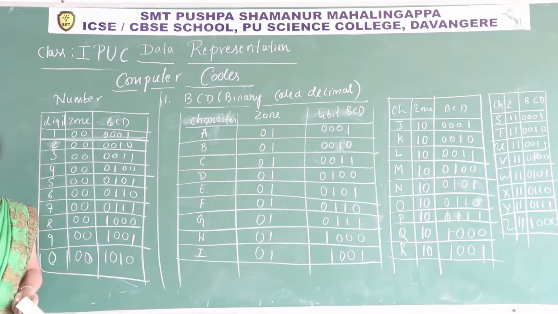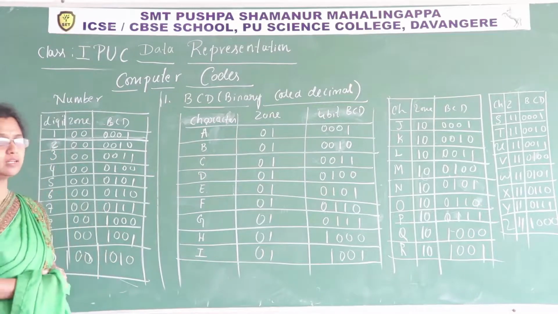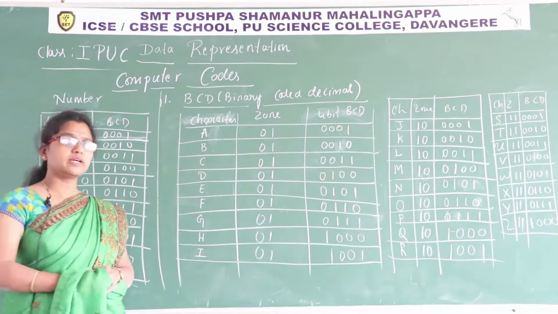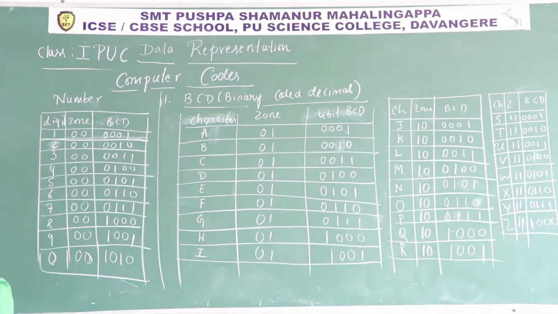They'll ask for 5 marks: explain BCD, binary coded decimal. You have to write the explanation first. It is not a binary conversion; it is a binary coded decimal. Each and every digit of a given number is converted into its 4-bit binary. That becomes the BCD of the given number. And you need to write this table and give an example.